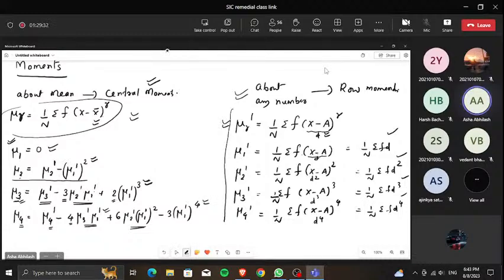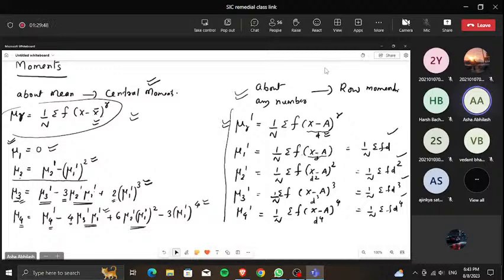In this way you can remember it, or you can just write it maybe 5 times or so. You can remember this formula. Okay. So these are the formulas for finding raw moments and central moments.